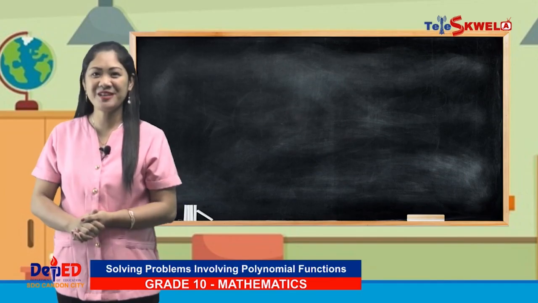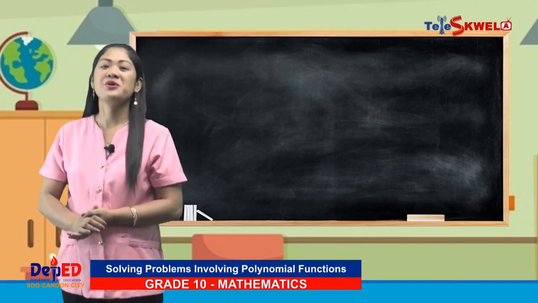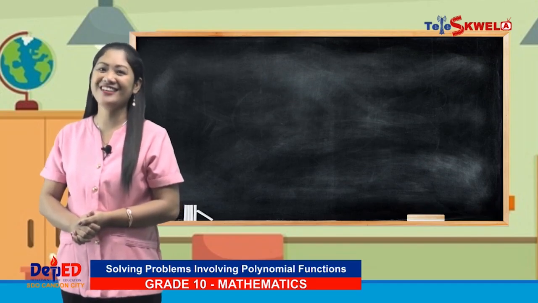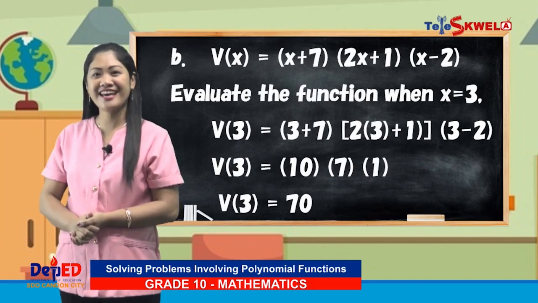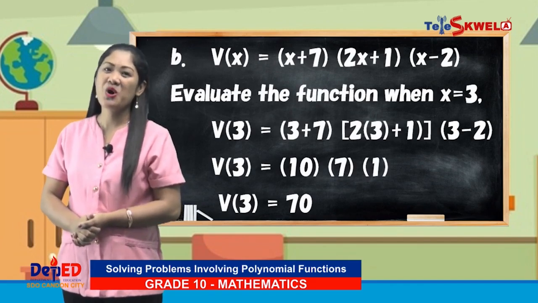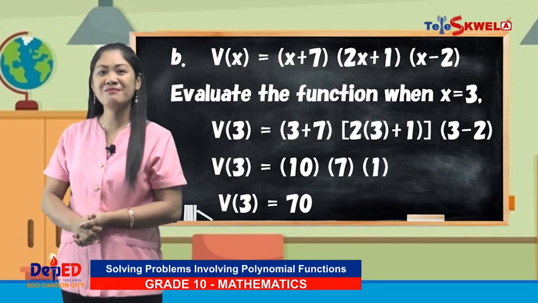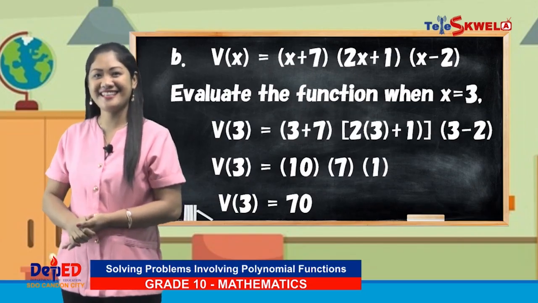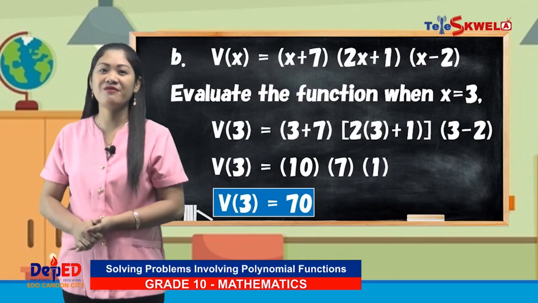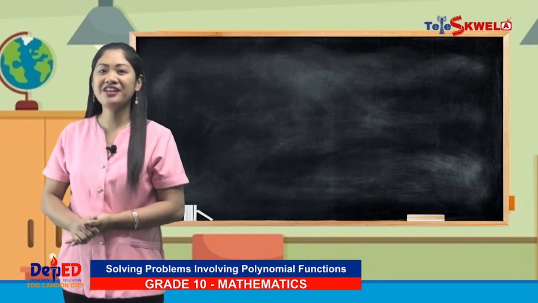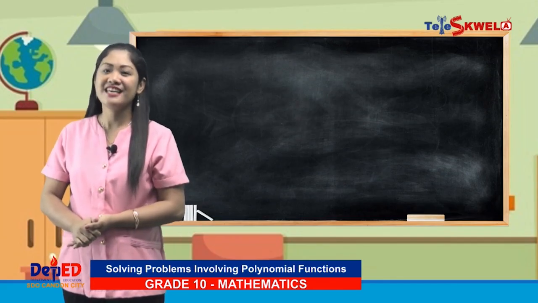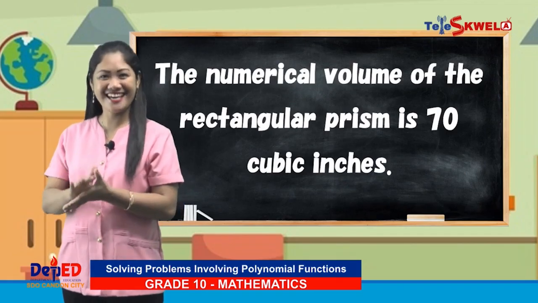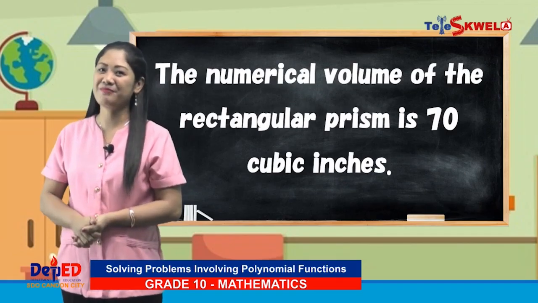Have you finished solving the problem, our dear students? Compare your solutions in item number 2, letter B, to what is being flashed on the screen. Is your solution and answer the same as this? What is the numerical volume of the same solid when x is equal to 3? Correct! It is 70. For the interpretation of our solution and answer, the numerical volume of the rectangular prism is 70 cubic inches. Did you get them all? Excellent! Indeed, you are a superb problem solver.